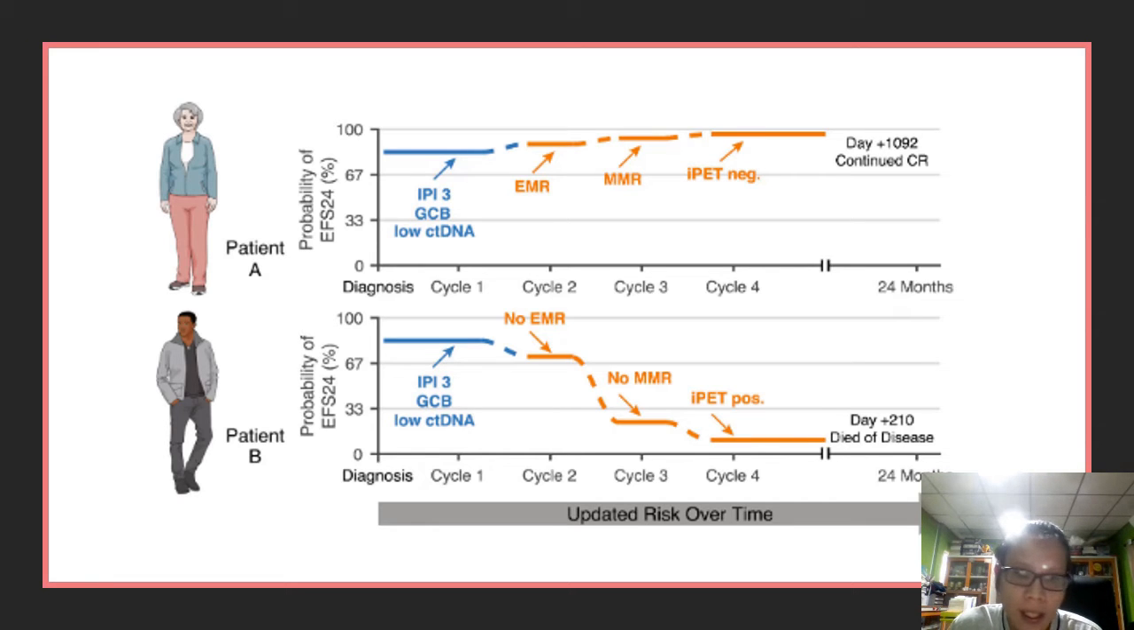And patient B is different. He starts with the same probability of survival, but after that, he was investigated with ctDNA, which shows a high amount of tumor DNA, so the survival decreases from more than 70% to near 0%.